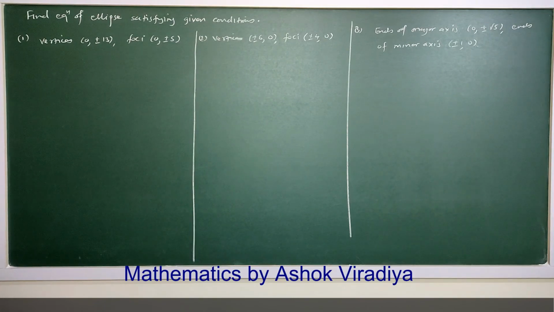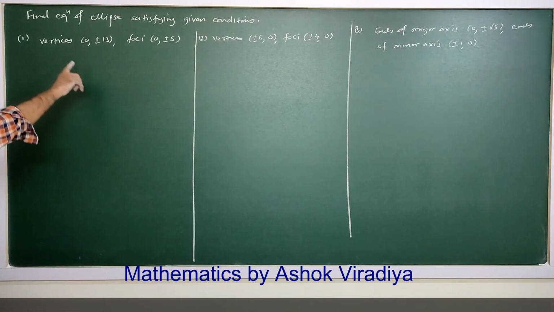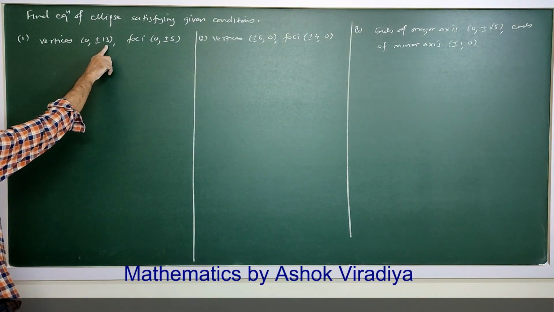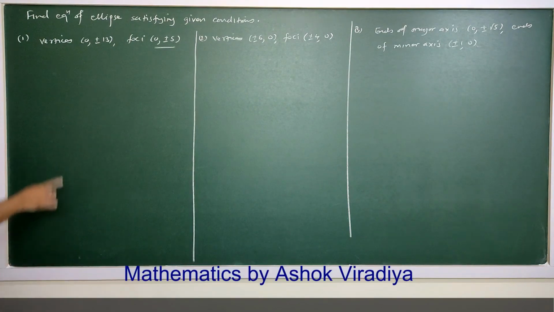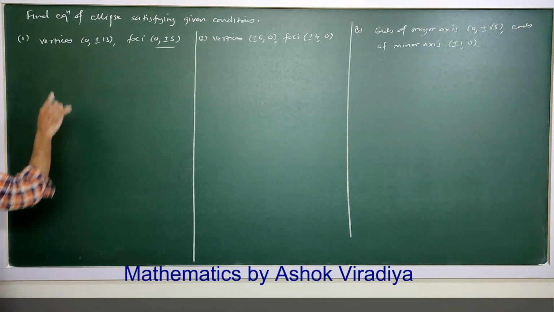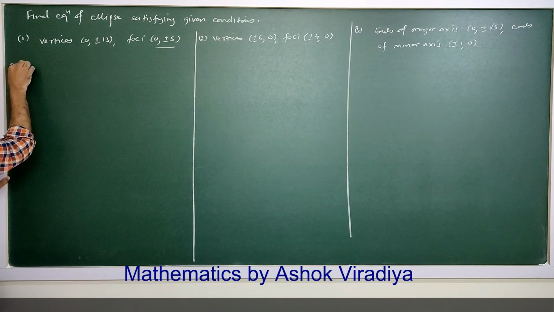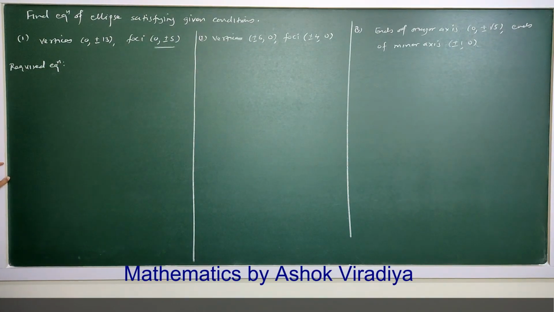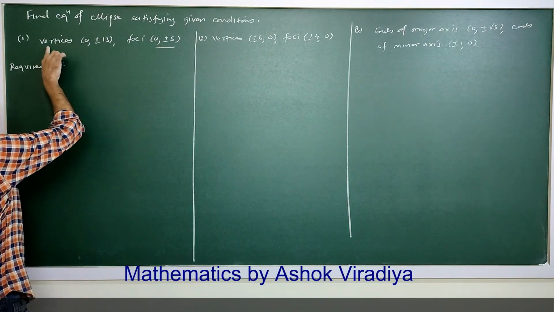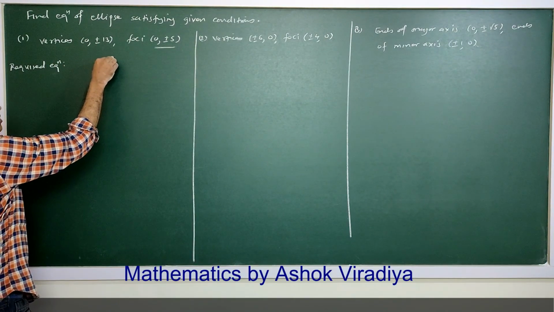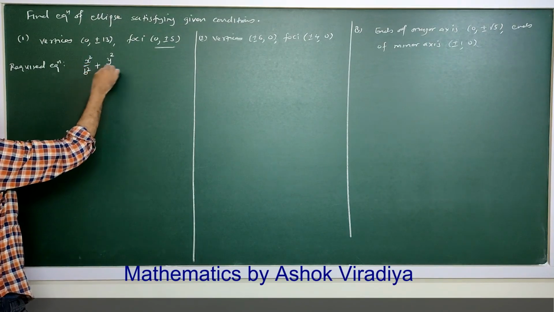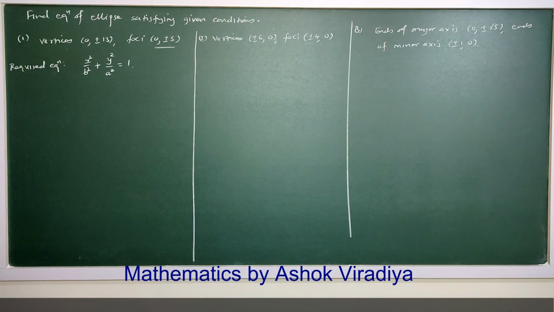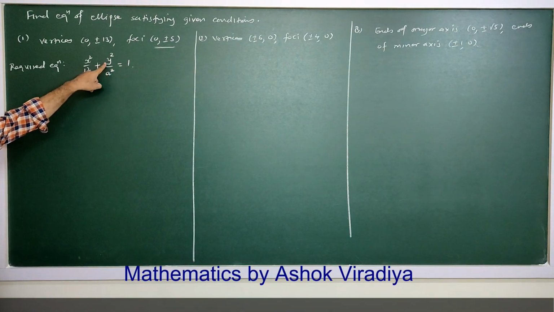Find the equation of the ellipse satisfying the given conditions. See here, the vertices are given as (0, plus minus 3). The foci lie on the y-axis, and the vertices also lie on the y-axis. So the required equation will be of this form. Foci lie on the y-axis, the major axis lies along the y-axis, so the denominator of y square will be greater and the denominator of x square will be smaller. So this will be the equation of the ellipse. If the foci lie on the y-axis, put a square below y square. The denominator of y square will be greater.